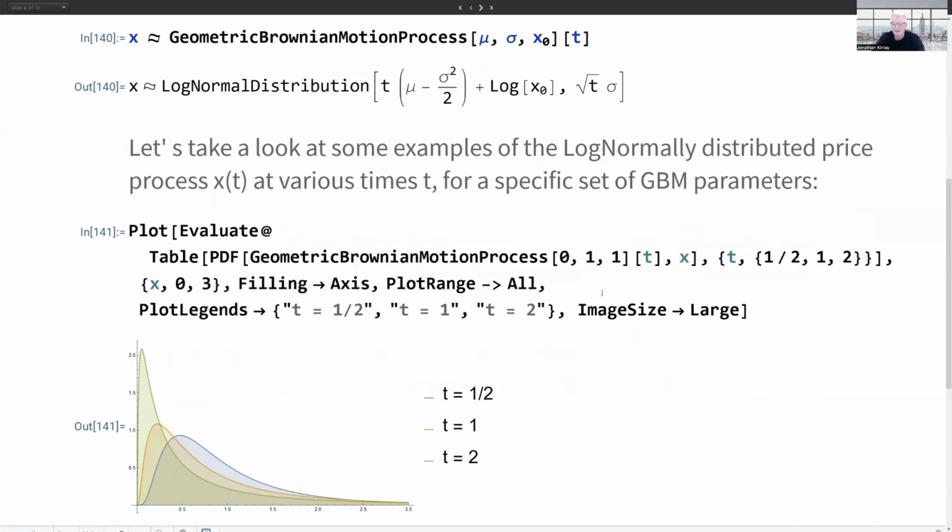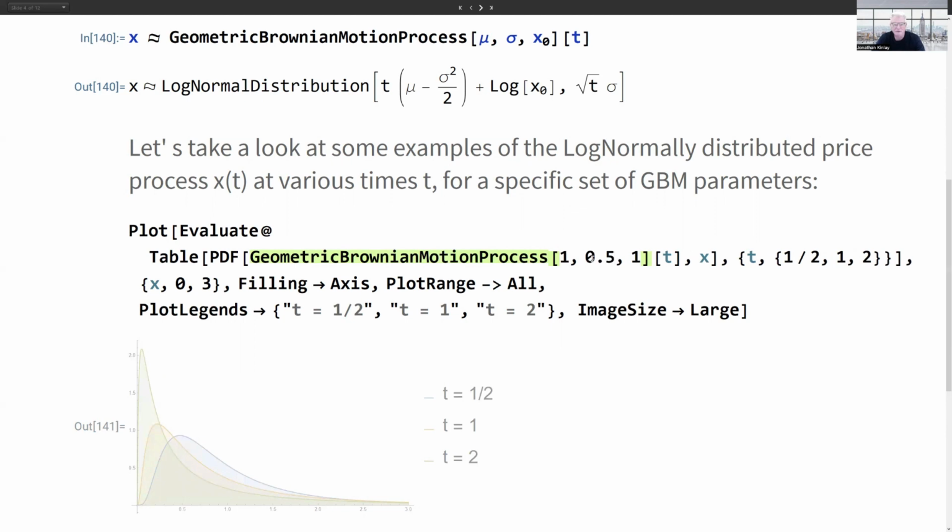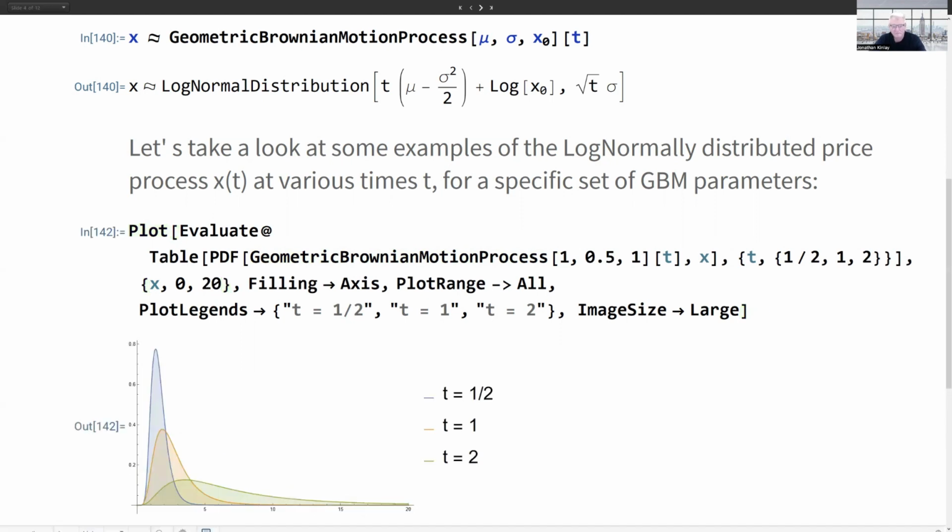We can look at a different example in which we set mu equal to 1 and sigma equal to 0.5, keeping the same initial value of 1. And let's increase the plot range so we can see what's going on. Now what's happening is that over time, the mean of the distribution is shifting upwards to the right. And the spread, that's the variance or the standard deviation, is increasing with the square root of time as before.